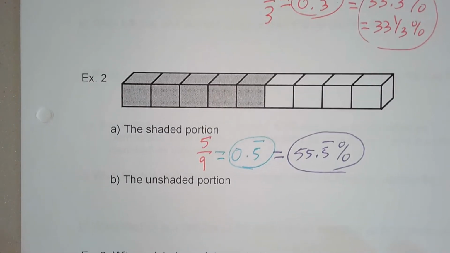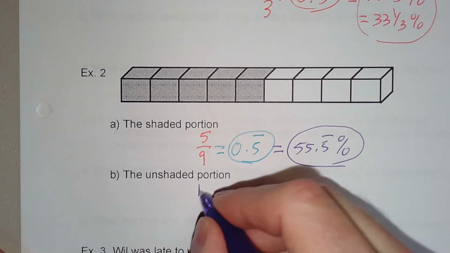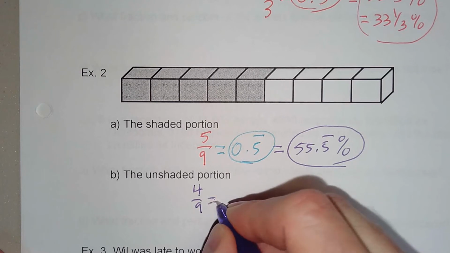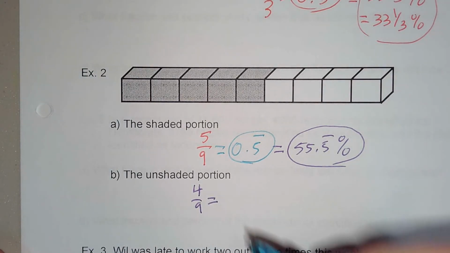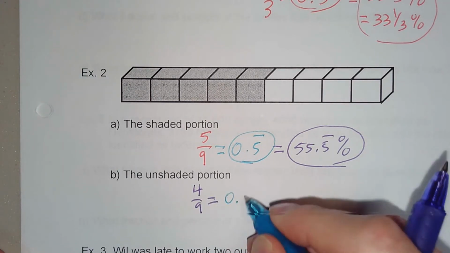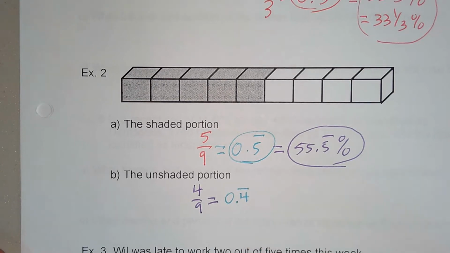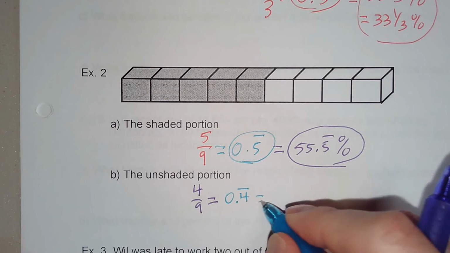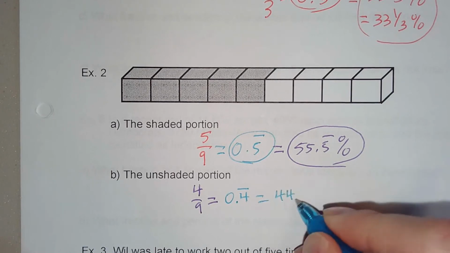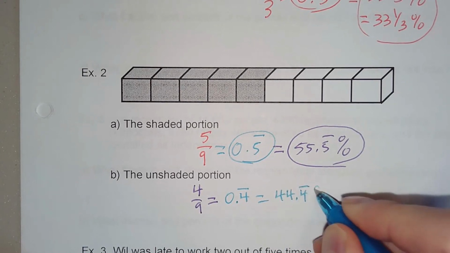The unshaded portion here would be 4/9. So we can do the division on our calculator, and that gives us 0.4 repeating. And then if you multiply that by 100, that will give us 44.4 repeating percent.